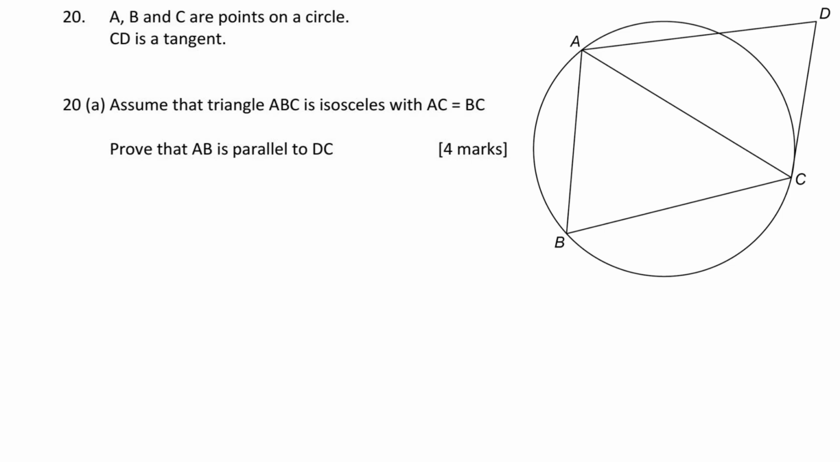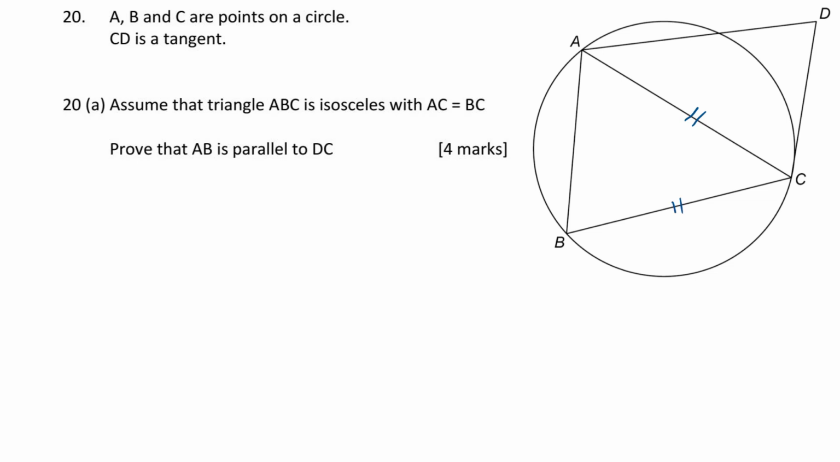Question 20. A, B and C are points on a circle. CD is a tangent, and underneath the question it says, assume that the triangle ABC is isosceles with AC equal to BC, prove that AB is parallel to DC. Okay, so assume that triangle ABC is isosceles with AC equal to BC. Well, AC is that length there, and BC is this length here, isn't it?